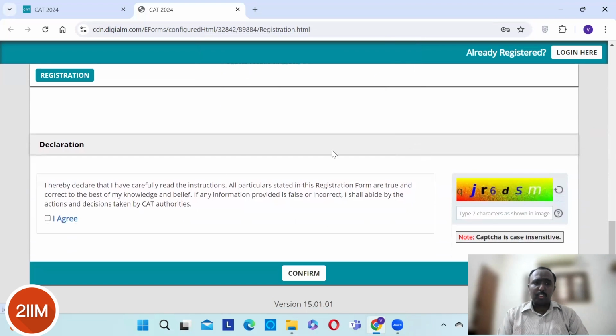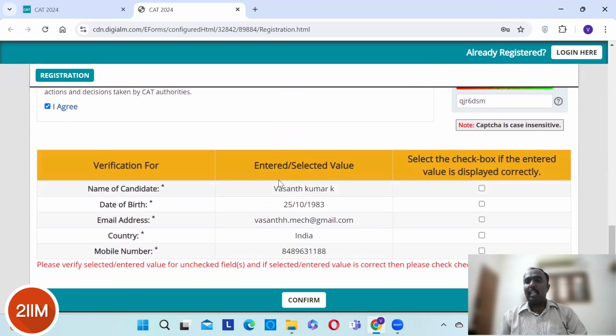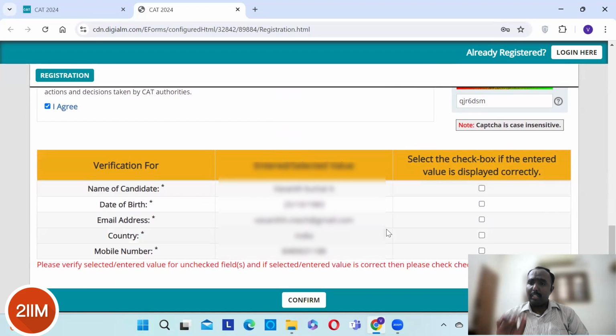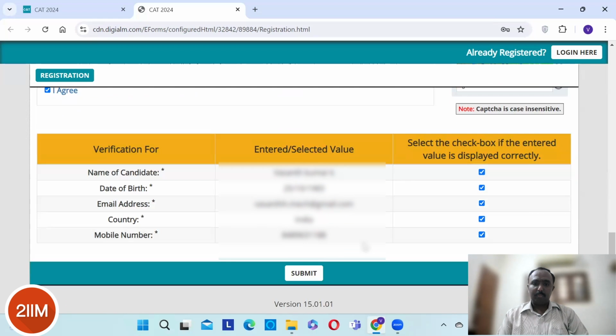Then we have to go to the declaration form. Declaration, I agree. And then once again, you have the captcha. It's case insensitive, so you can type it. R6 DSA. This again is going to be very important, because you need to ensure your spelling and everything is correct. So my spelling of my name is right, my date of birth, email ID, country, and mobile number. Now if I submit, this will be done.